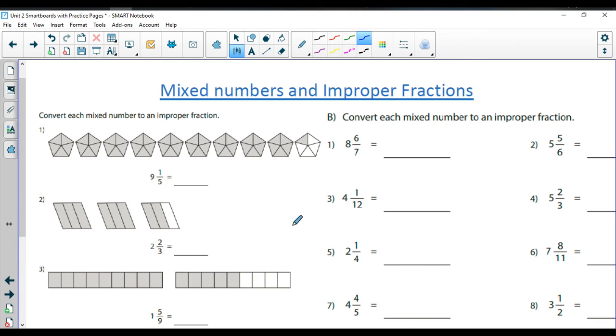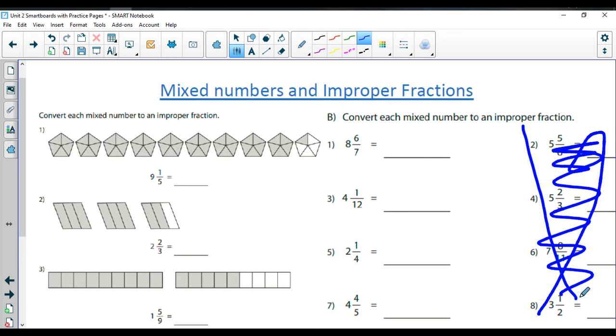Next part, mixed numbers and improper fractions. And this is still the bottom of page 3. This is the part where I'm telling you we're going to skip talking about these ones over here. They're just a little bit too much.